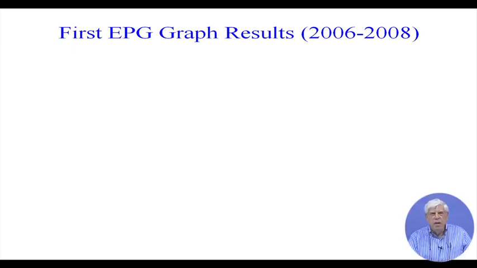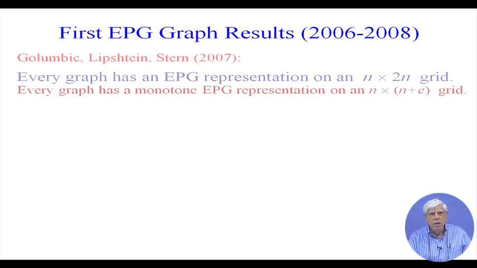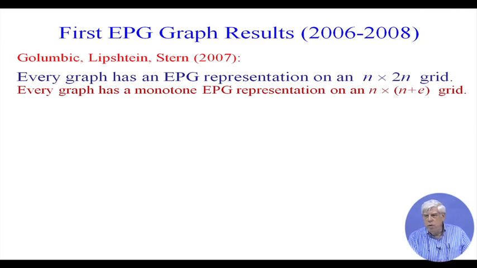The first EPG graph results from the early years when we first started studying them started with this theorem. Every graph is an EPG graph, and every graph has a representation on a grid of n by 2n size, where n is the number of vertices. Moreover, every graph has a monotone EPG representation, where the paths are monotone, on an n by n plus e grid.